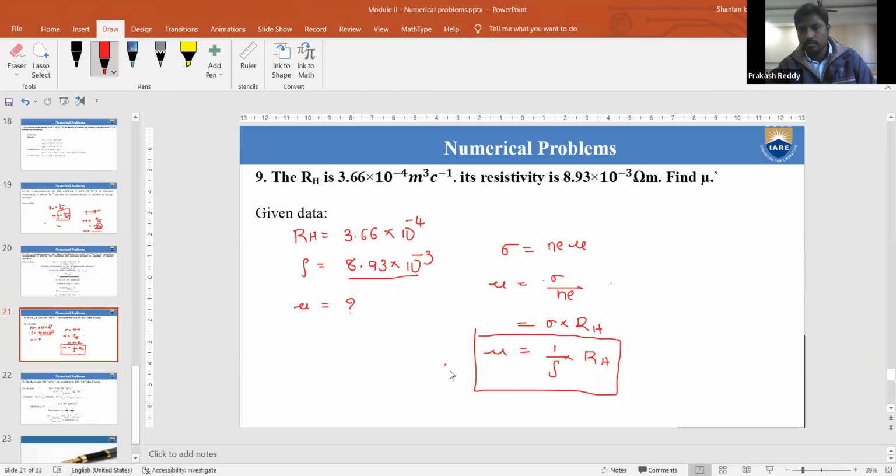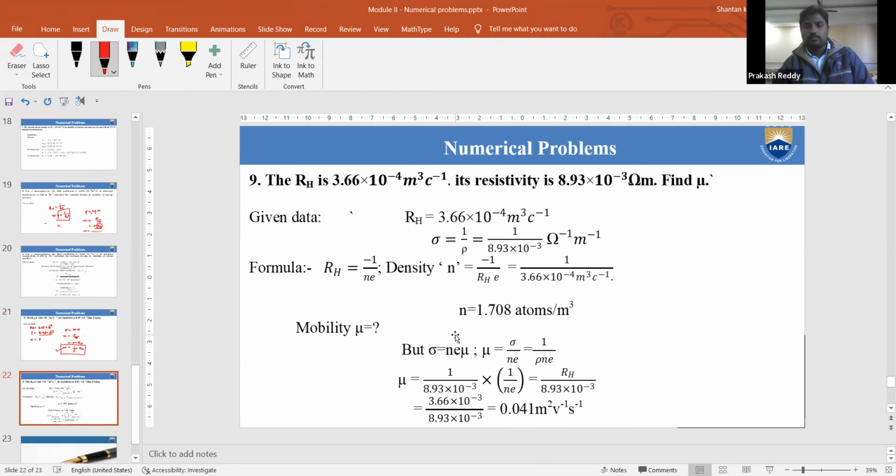One second. Use this formula, try to find out. So then it will be very easy. You are getting the same answer. If you follow that process also, you are getting the same thing. 0.041.